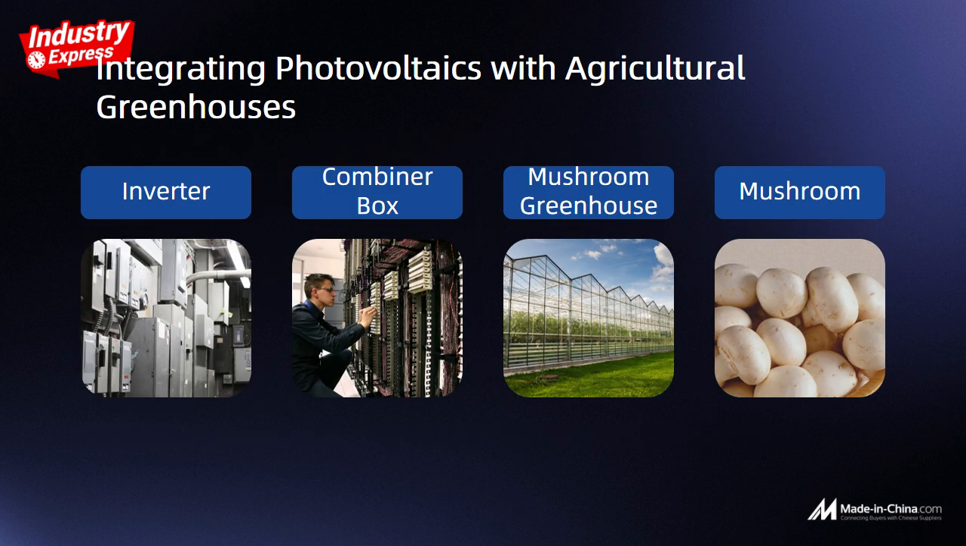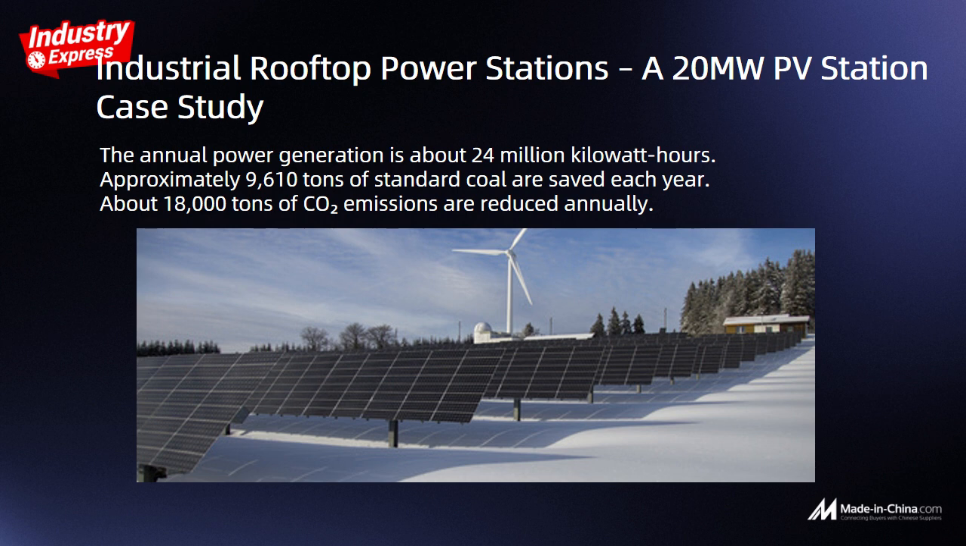Lastly, let's take a look at how distributed solar PV is applied in some real-world examples. Integrating photovoltaics with agricultural greenhouses. Inverter, combiner box, mushroom greenhouse, mushroom, industrial rooftop power stations. A 20 megawatt PV station case study. The annual power generation is about 24 million kilowatt hours.